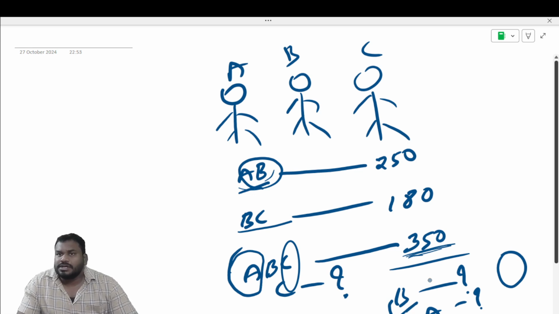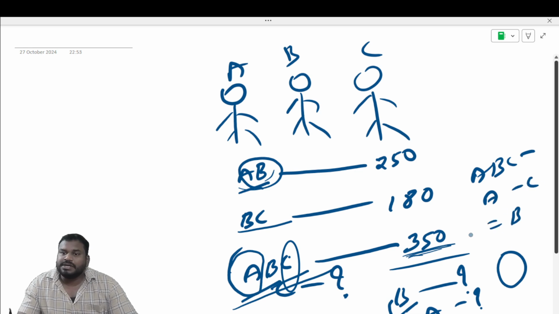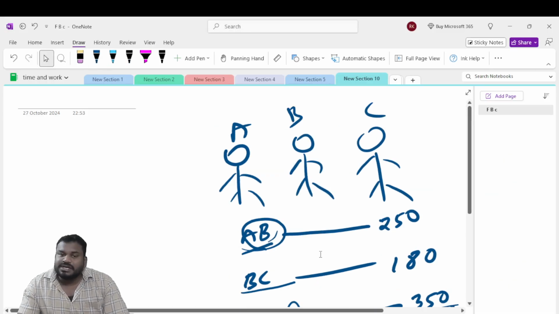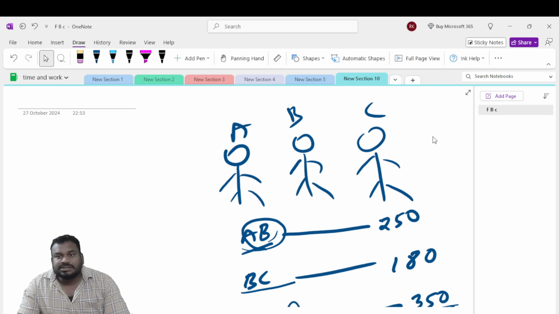Okay, you're getting it. See, out of ABC, if you subtract BC, you will get A. If you subtract AB, you will get C. You got A and C. If you subtract A and C from ABC, you will get B also. See, ABC minus A minus C is nothing but B. Like this, based on the available data, by subtracting one from another, you can identify their individual capacity. Okay. So, like this, the questions will be given.